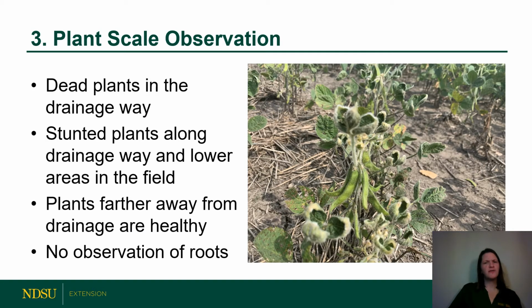All right, so kind of a summary of the plant scale observation. We have dead plants in the drainage way. There's stunted plants along the drainage way or in lower areas of the field. Plants that are further away from the drainage area appear to be normal, they're healthy, and unfortunately there is no observation of the roots. So these are our sorting plants here on the right.